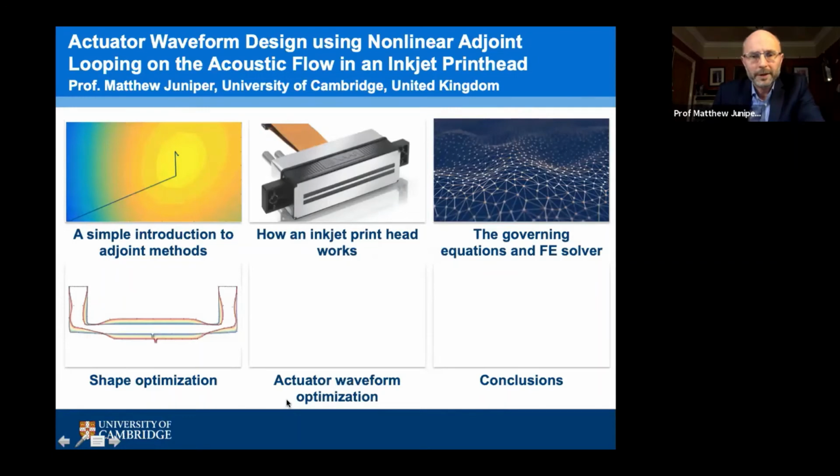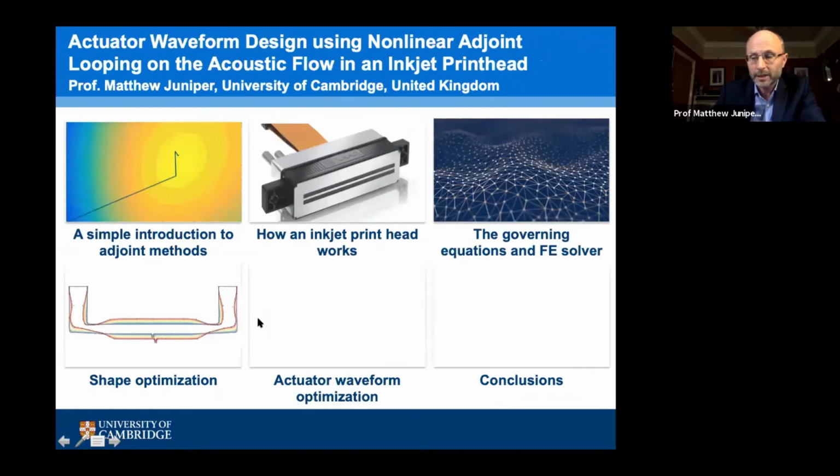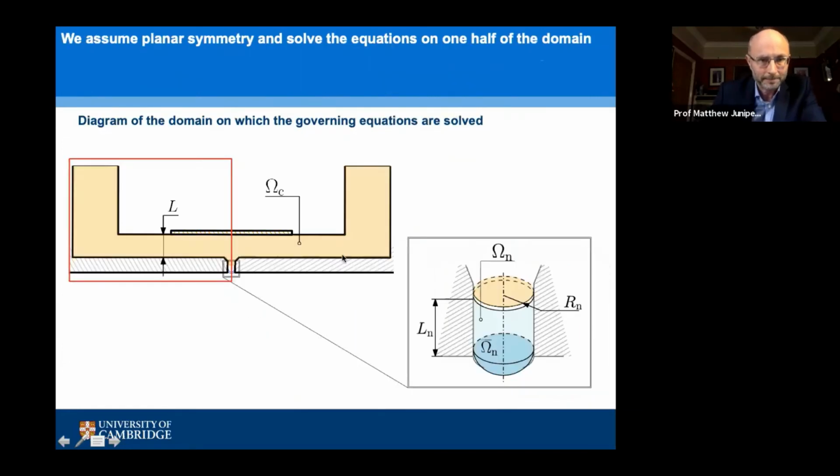What I'll do now is talk a bit about actuator waveform optimization. So at the very beginning, I mentioned the actuator waveform. The actuator sits up here, and you can change the voltage that's put onto that actuator. Now, the nice thing about doing that is that you can apply that retrospectively to a channel that's already been built. The problem with the shape optimization is that it may take you a year to get a new design for a new inkjet. You may not want to change the design. Maybe the only thing you can do is change the actuator waveform, which is a software update. So that's what we'll look at next.